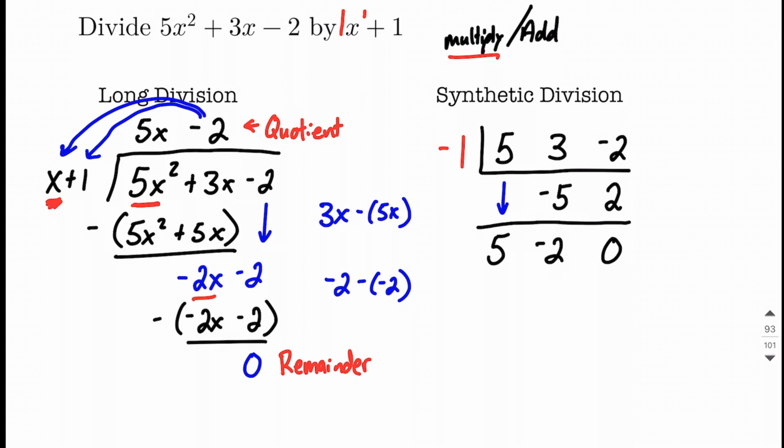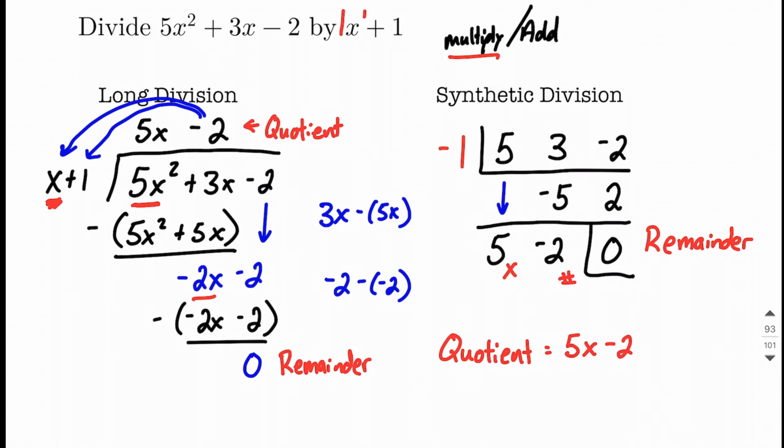Now how do we read this? All right, that's the next important part. This last part here, the 0, is our remainder. And then our quotient is given by these other values at the bottom. The first one here next to the remainder is a number, a constant. And then this next one gets an x with it. If we had additional values, we kind of count up and it would be an x squared for the next one and so on. So our quotient is going to be 5x minus 2.